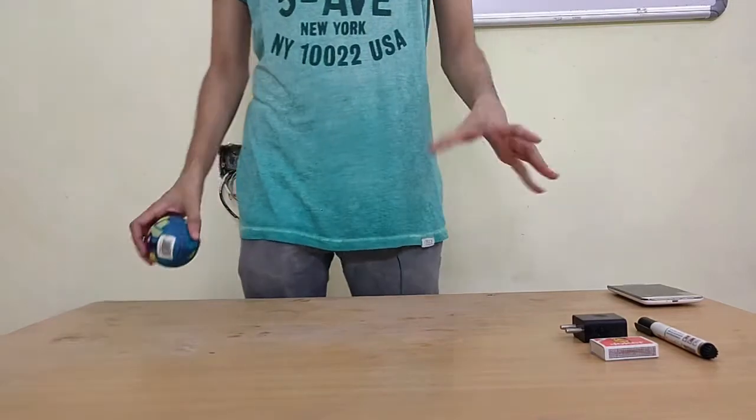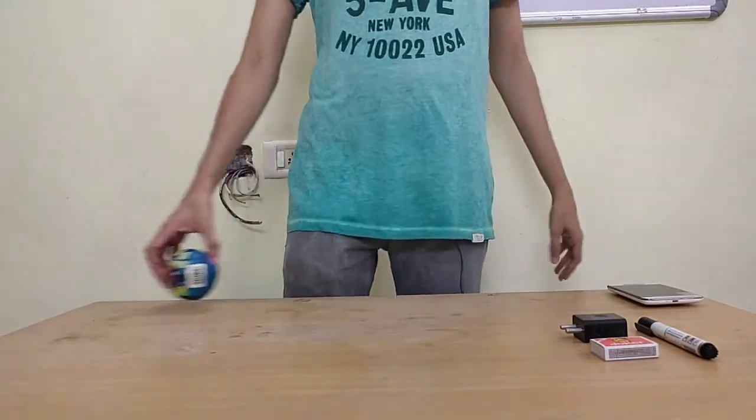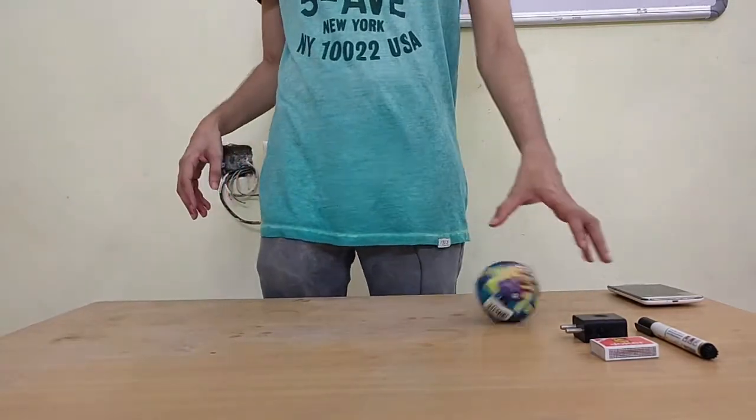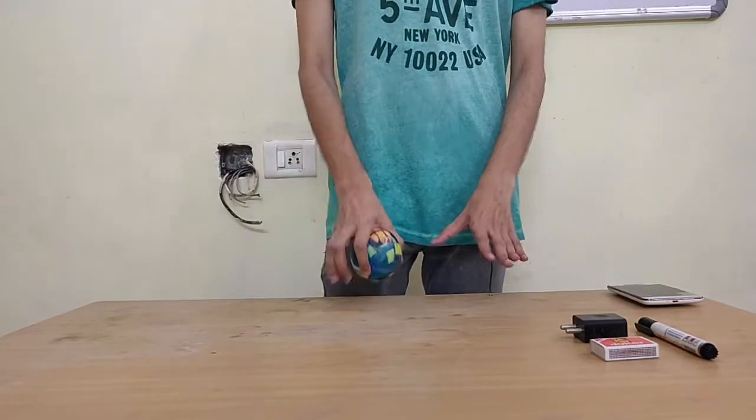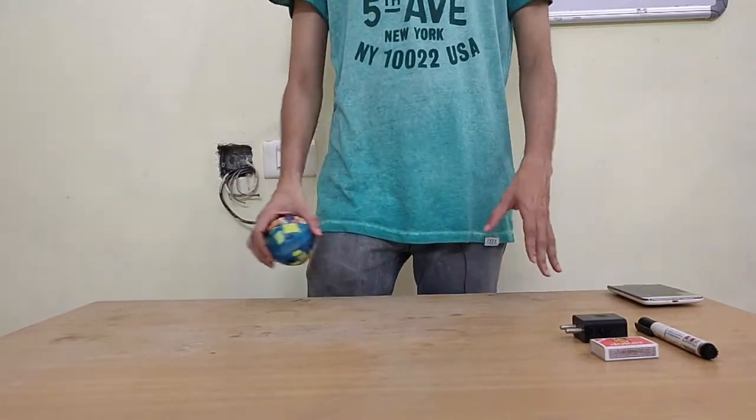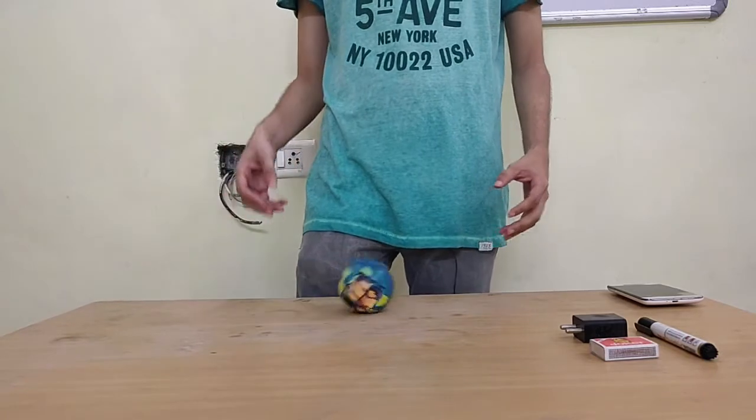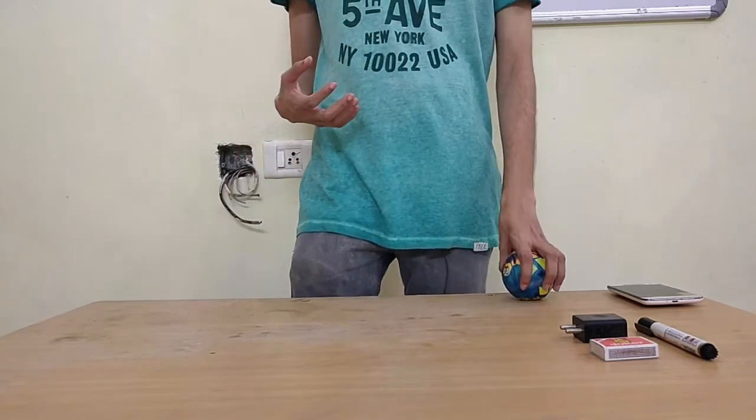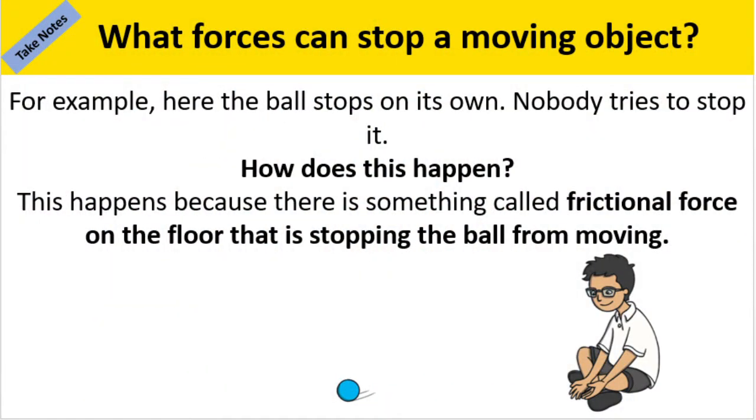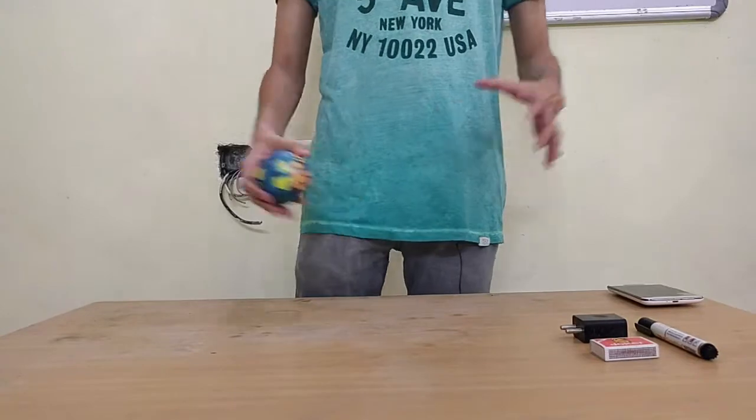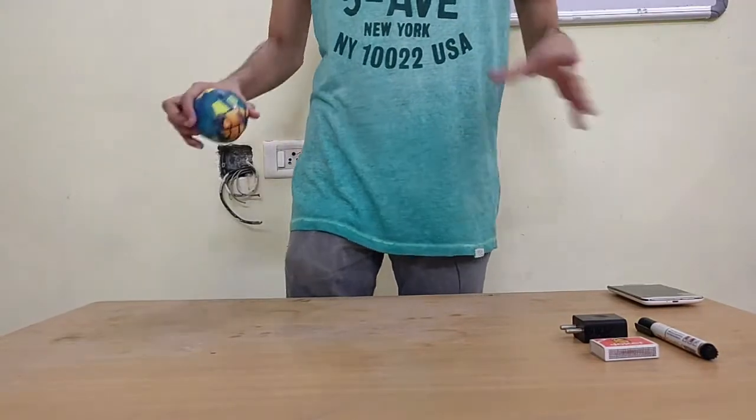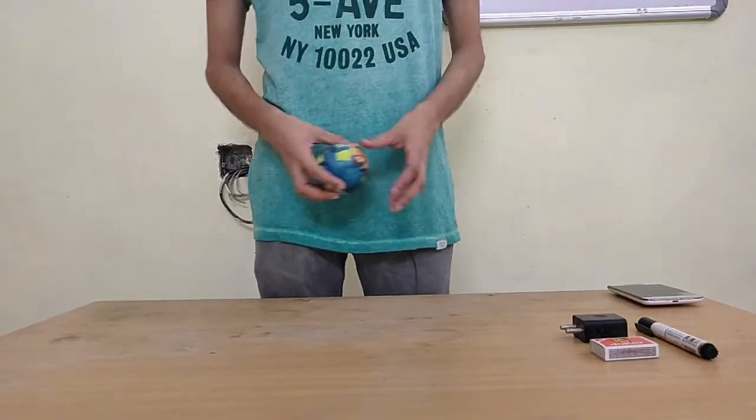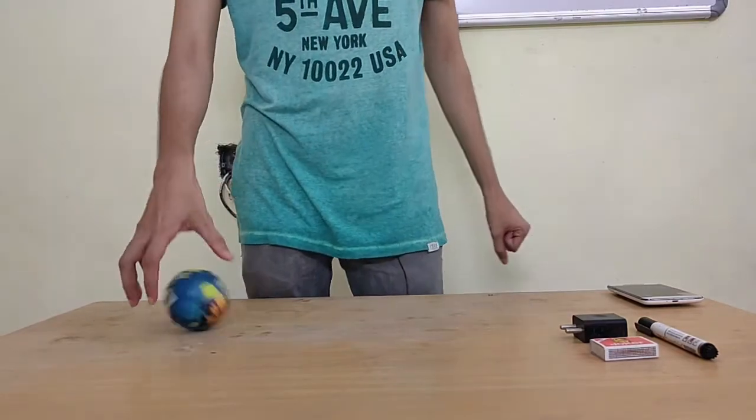So all these forces are always acting on objects, right? So even for this ball, when it's moving, it stops because of the friction on the table, right? The friction of the table makes the ball go slower, and then it stops. So technically every object faces some sort of force all the time, even moving objects.